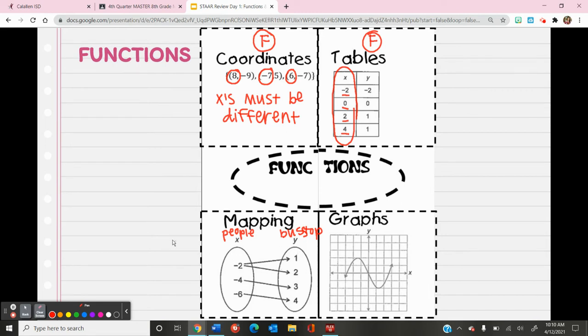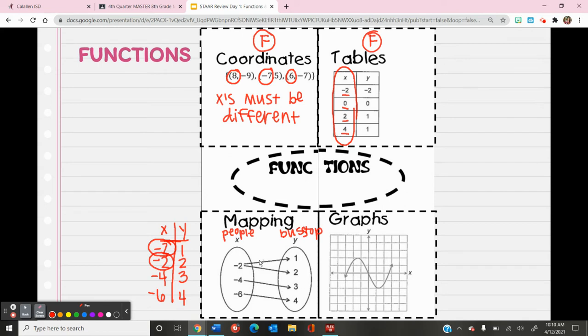So if we were to convert this to a table, here's my x's and here's my y's. This might be able to help you picture this a bit more easily. Here I have -2, and it is being paired with a +1. Again, I have -2 being paired with a +2. I have -4 being paired with 3, and -6 being paired with 4. Converting this to a table allows me to automatically see that I do have x's repeating. I have 2 -2s.